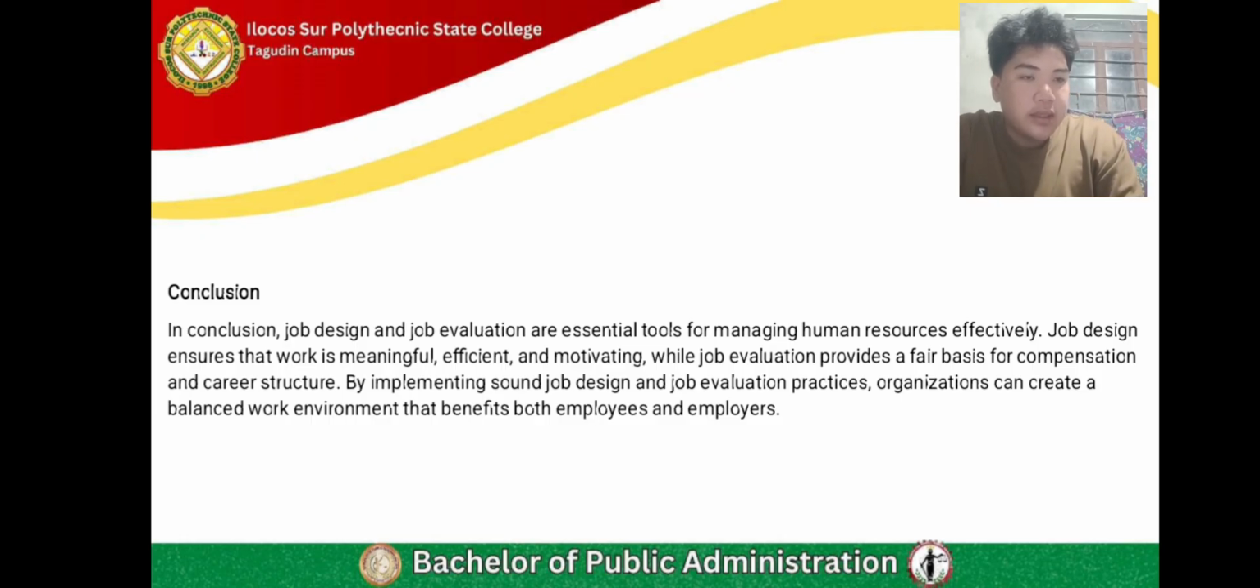In conclusion, job design and job evaluation are essential tools for managing human resources. Effective job design ensures that work is meaningful, efficient, and motivating, while job evaluation provides a fair basis for compensation and career structure. By implementing sound job design and job evaluation practices, organizations can create a balanced work environment that benefits both employees and employers.